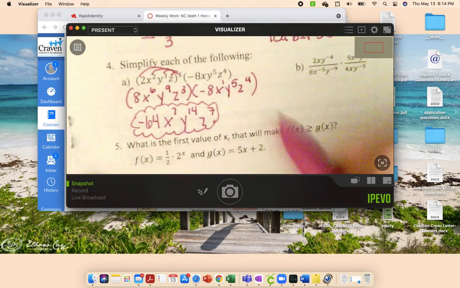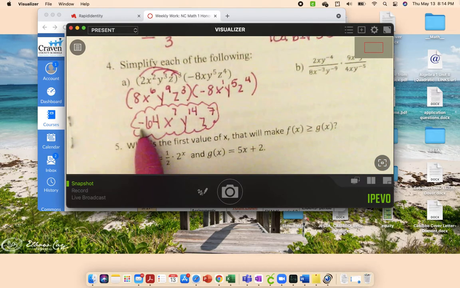Sometimes students start to get distracted and they go, oh, well, I have a negative there. I'm not allowed to have a negative. You can have a negative constant. You cannot have a negative exponent. So make sure we understand those differences.